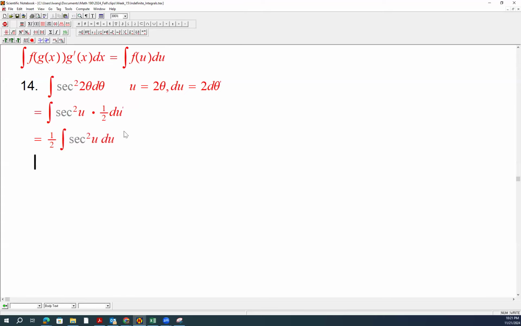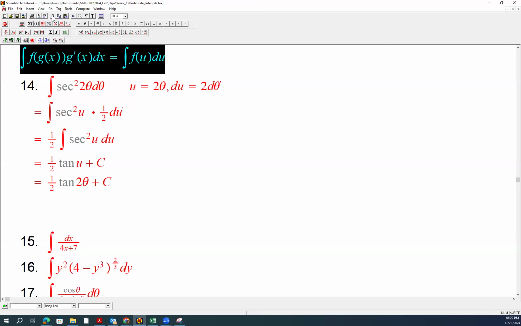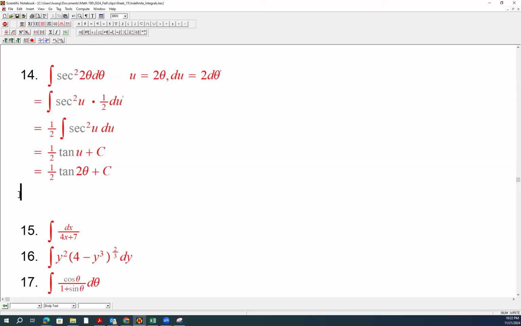And now the antiderivative of secant squared, we can apply that. So 1/2 is the tangent u plus constant. Okay, and last but not least, replacing u by its equal, which is 2 theta. Boom, finished. Okay. Number 15.